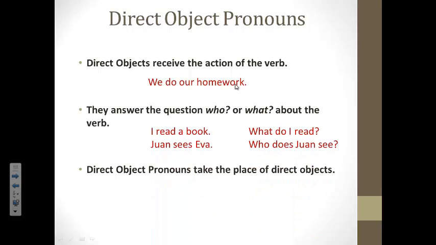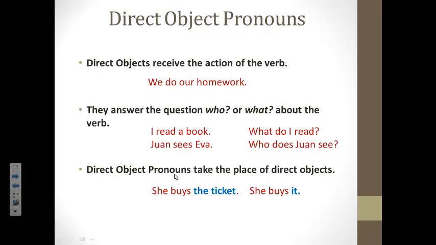An easy way to always find the direct object in the sentence is to ask the question who or what about the verb. So, I read a book. What do I read? Book. Book is your direct object. And Juan sees Eva. Who does Juan see? Eva. So Eva is your direct object. And then lastly, like all pronouns do, direct object pronouns take the place of the direct object. Okay, so essentially a pronoun replaces the noun. Okay, in the example, she buys the ticket. She buys it.